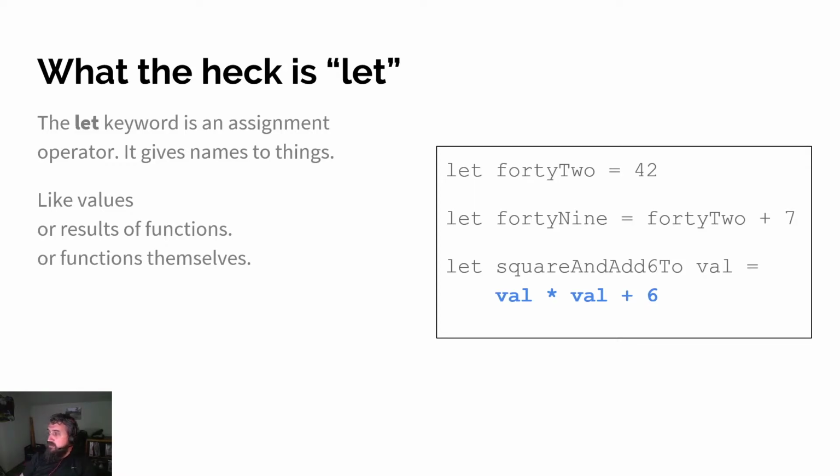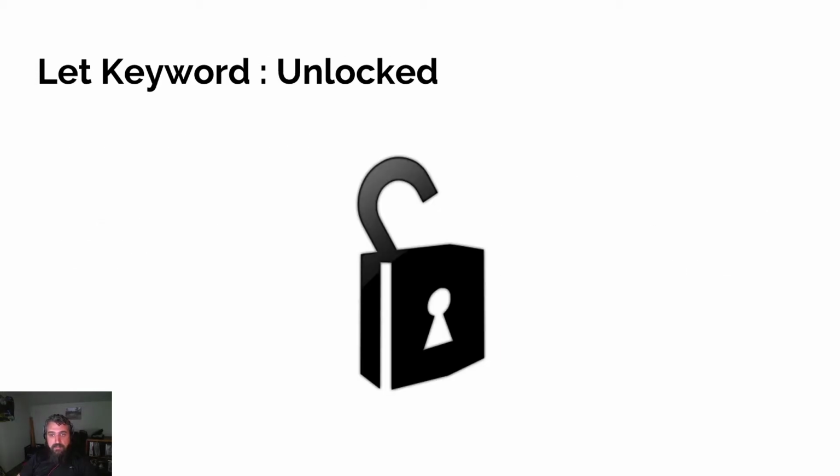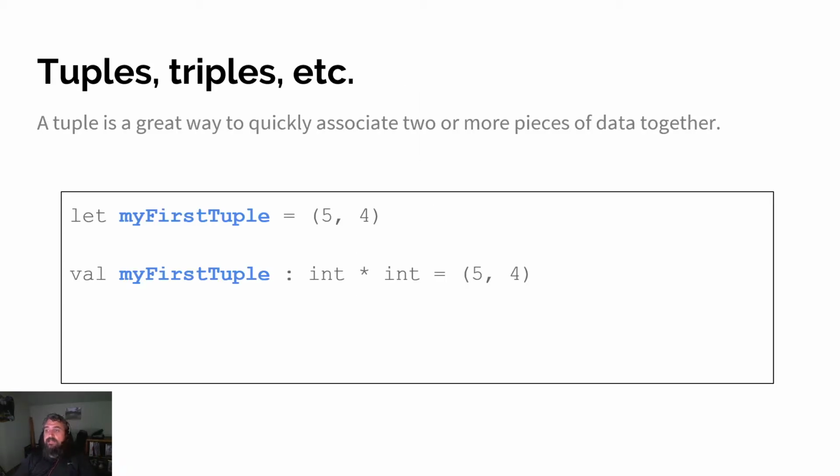This particular function that I'm exemplifying here will square and add 6 to a parameter called val. What it does is it takes a val and multiplies it by itself, which is the definition of squaring it, and then adds 6 to the result. Super valuable. But the function name squareAndAdd6To is now named as a function with the let. So we have now unlocked the let. Yay, we're winning in learning F#. F# also has tuples.